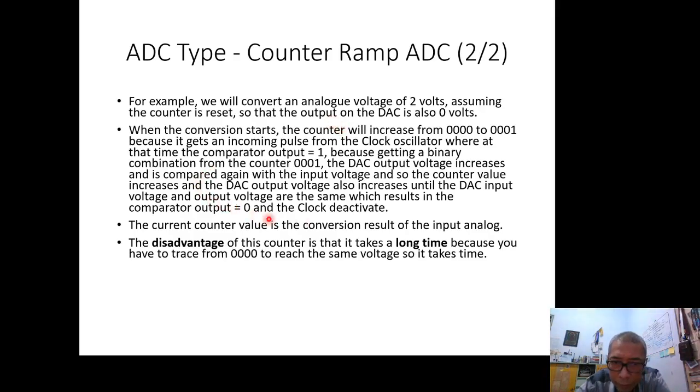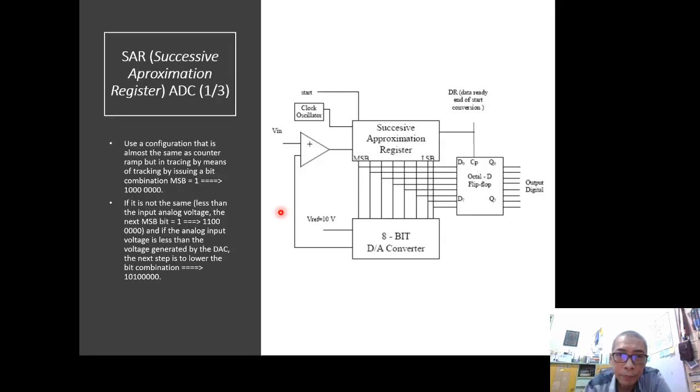So the current counter value is the conversion result of the input analog. The disadvantage, as I mentioned before, is that it takes a long time because you have to trace from 0 to reach the same voltage. So the last one is the successive approximation register, which is used in our microcontroller.